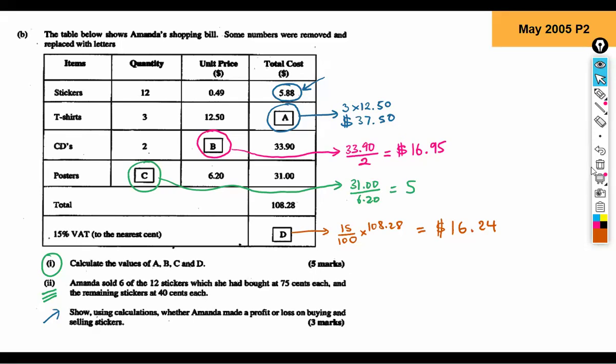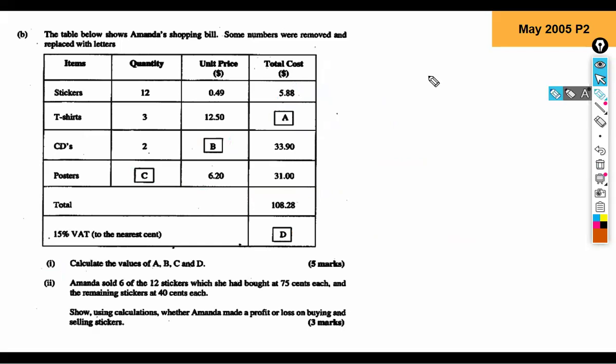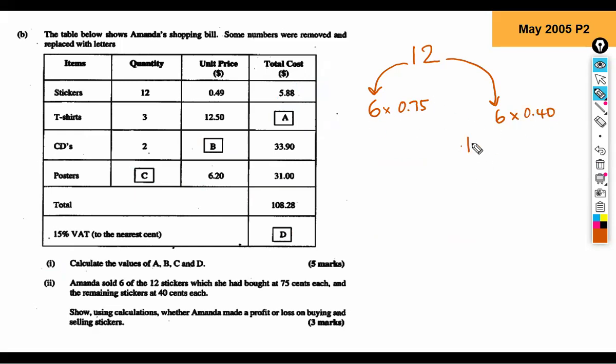I need to clear the screen. So the 12 stickers, she broke it up into 2 categories, 6 and 6. The first 6 she sold for 75 cents, and the next 6 for 40 cents. So we're just going to find the total and add them up. 6 by 0.75 is $4.50, and 6 by 0.4 is $2.40. Let's add those two.